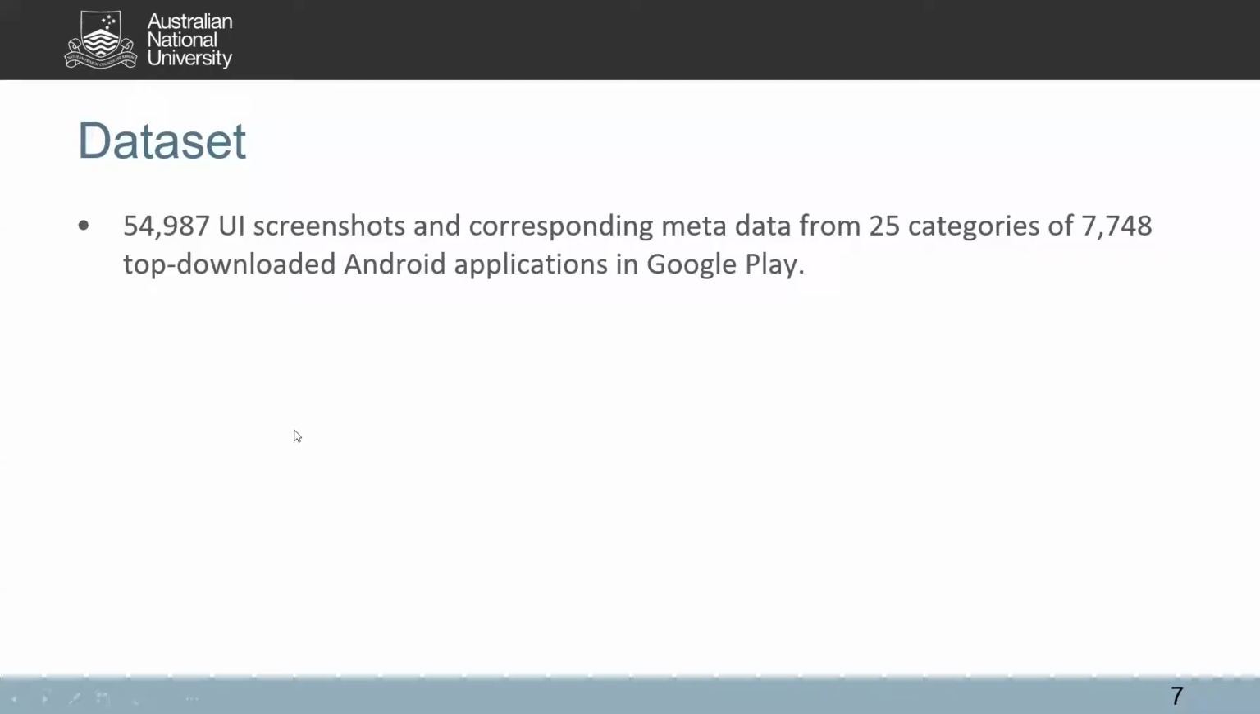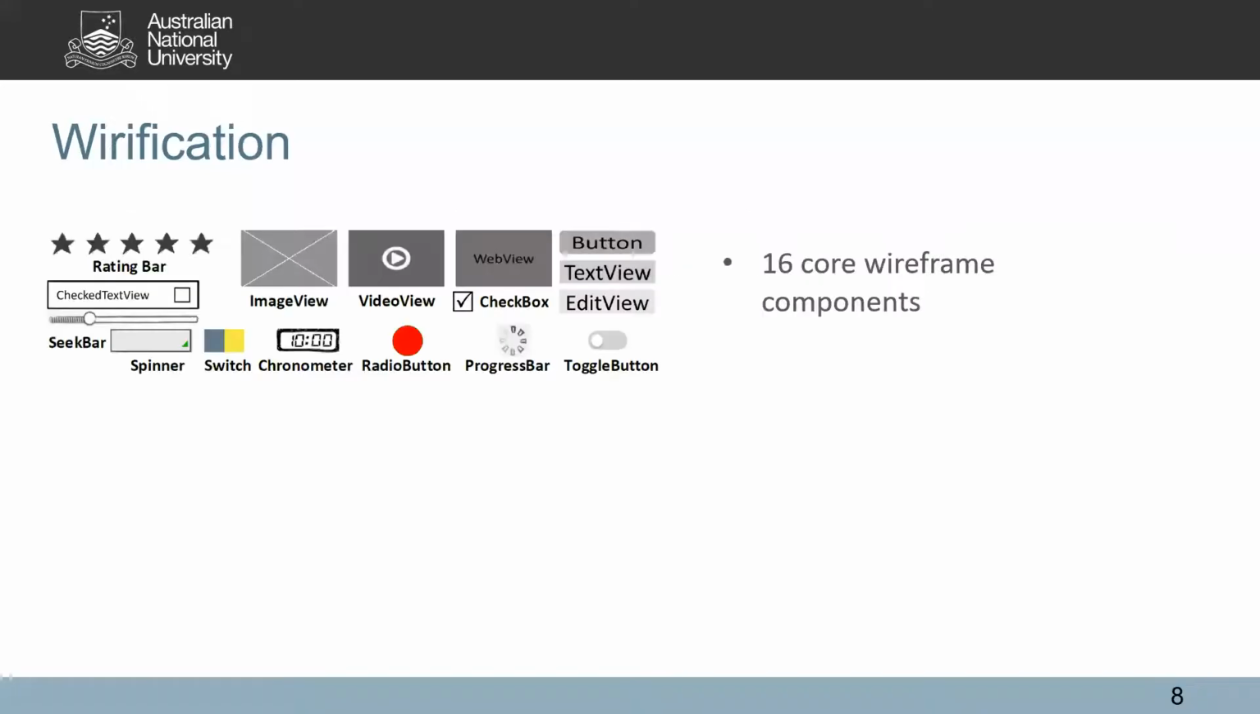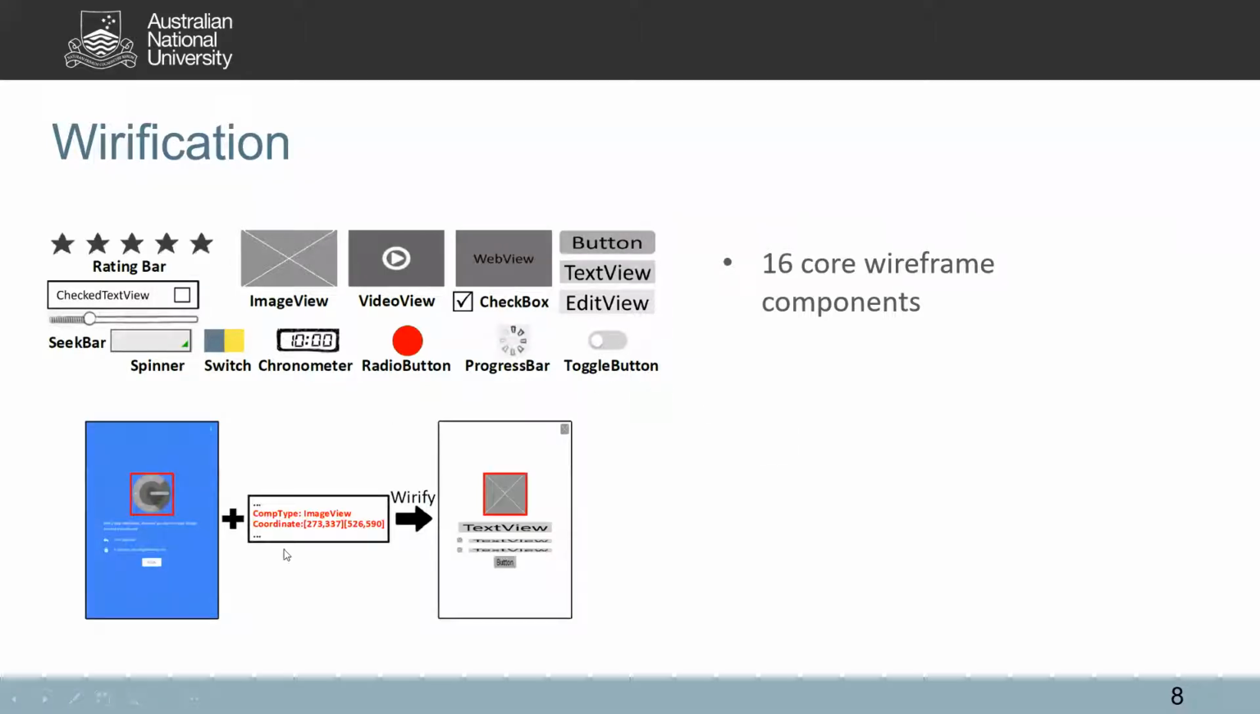We crawled over 54,000 UI screenshots and corresponding metadata from 25 categories of over 7,000 top downloaded Android applications in Google Play. And we select 16 core wireframe components by analyzing popular designers' tools and the underlying implementation details of UI, so that we could construct our wireframes.